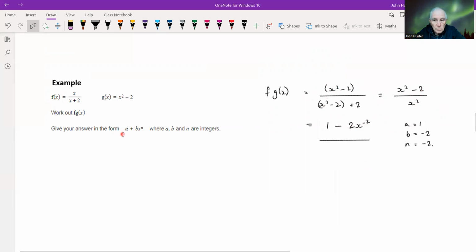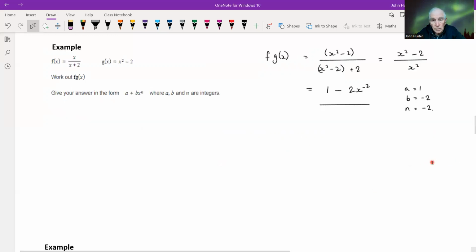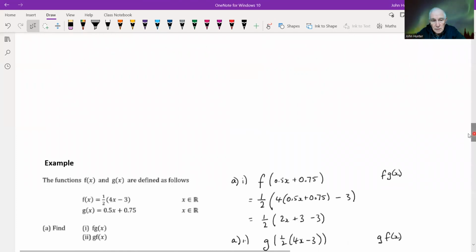And there we go. We've already expressed it in the form a plus b x to the power of n, where a is 1, b is minus 2, and n is also minus 2. So that's a fairly straightforward example, and not untypical of the sort of thing that you might get.